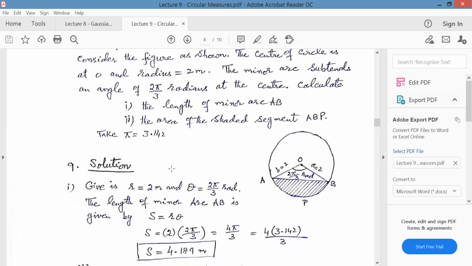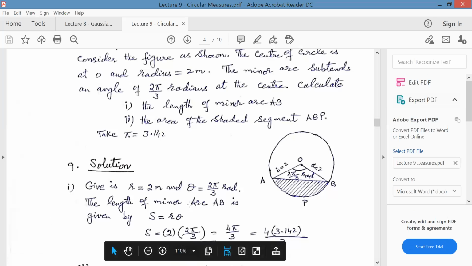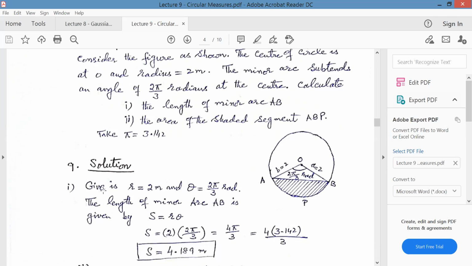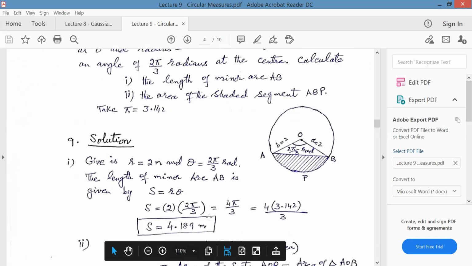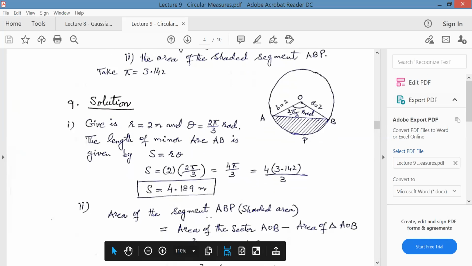Now see this solution. Given r is 2 meters and theta is 2 pi by 3 radians. Whatever data is given to you, always write the data first, so that you know which values are given. And what we are to do now: in part A we are to find the arc length AB, this minor arc, A to B, this curved line, so part of the circle. So the formula is S is equal to r theta. The value of r is 2 and theta is 2 pi by 3, of course in radians. Substitute the value of pi, that is 3.142.